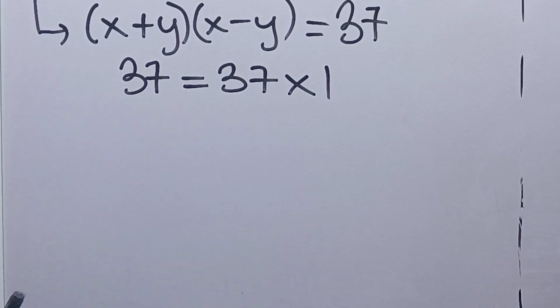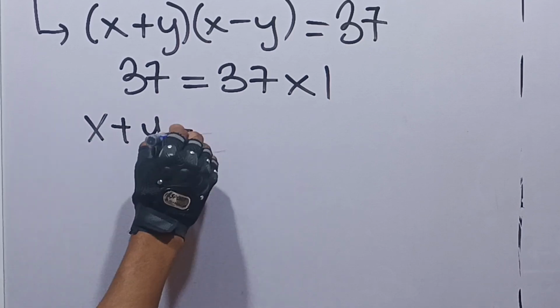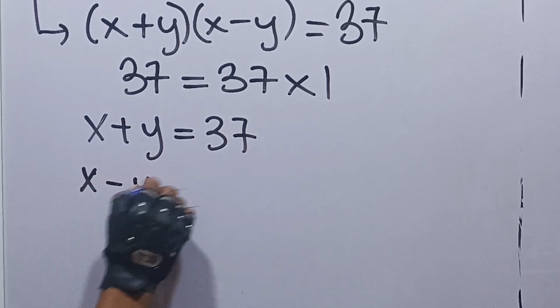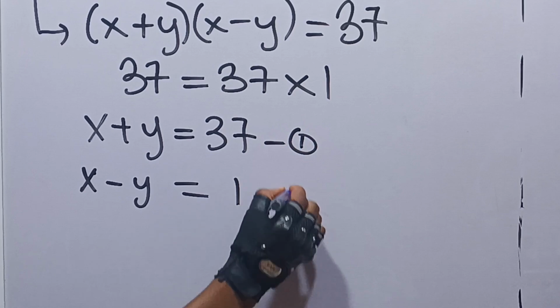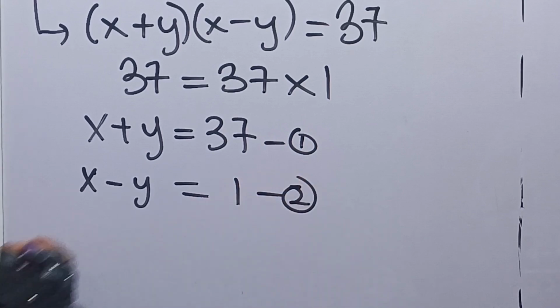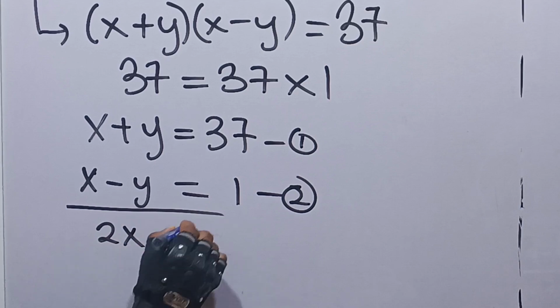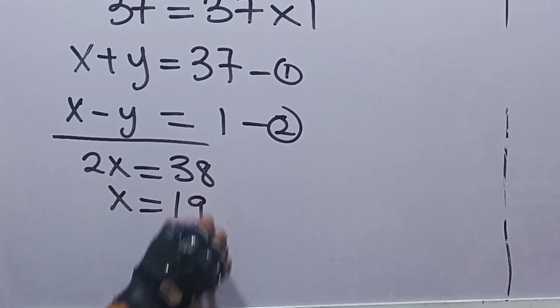So we have that x plus y is equal to 37, and x minus y is equal to 1. Let's call this equation 1 and call this equation 2. Now, when we add these two equations, we have that 2x is equal to 38. Hence x is equal to 19.